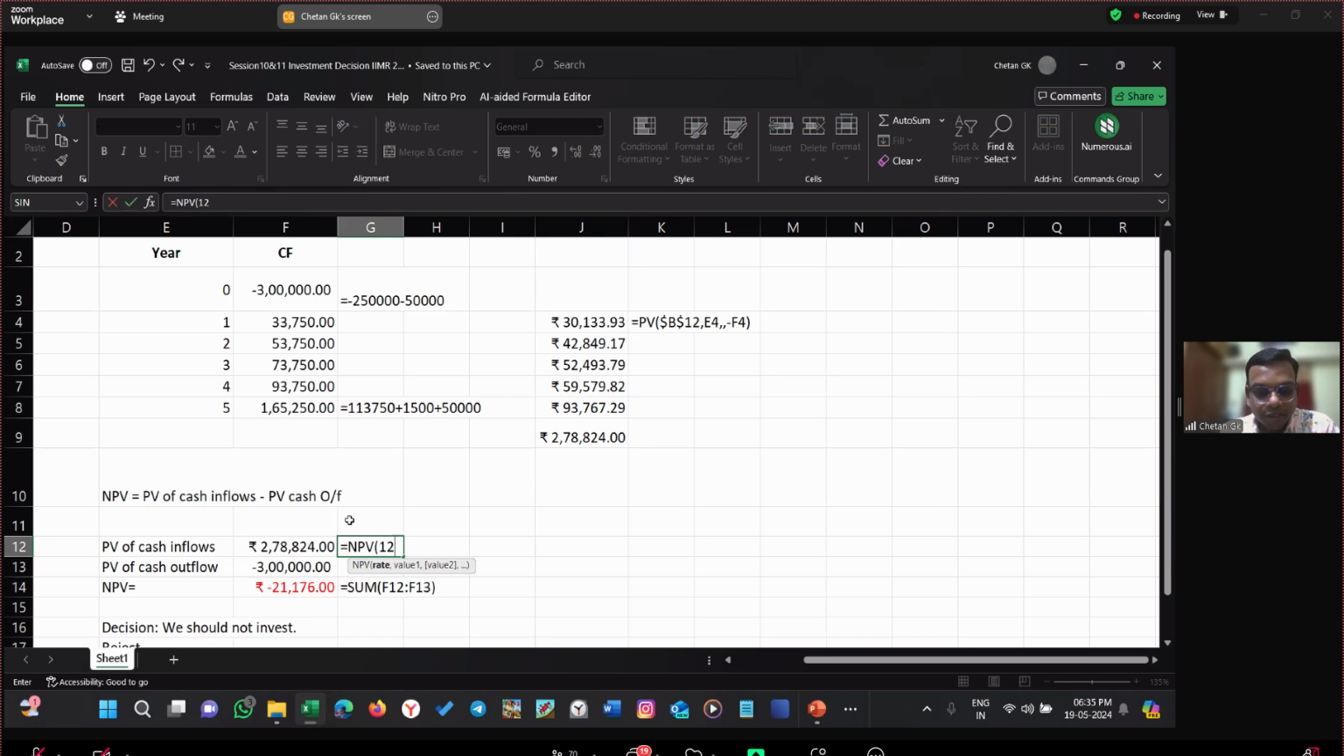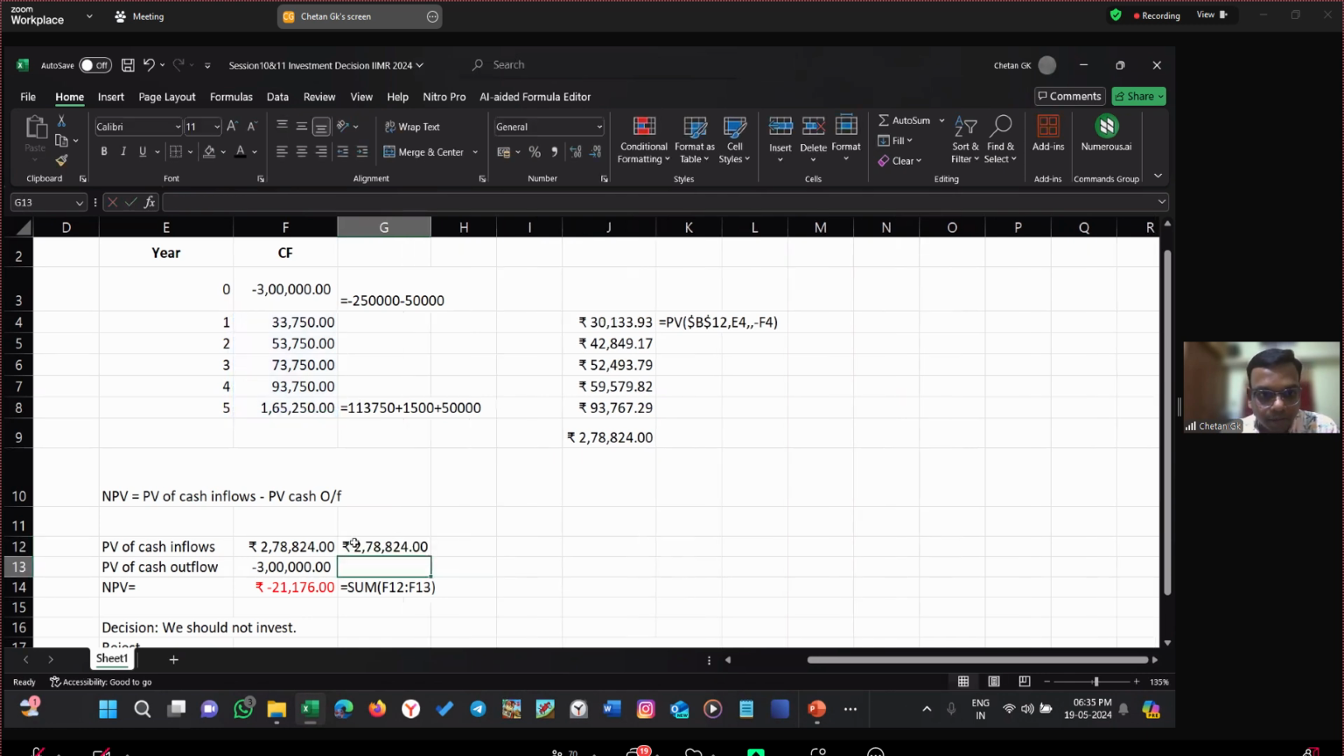Okay, so 12% is the cost of capital. Select the whole of this, enter. Are you getting the same answer now? You must have seen we have used the NPV function directly in valuation, the last part of the valuation. Do you remember now?